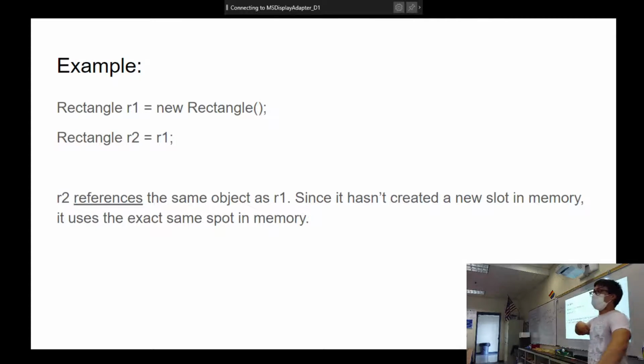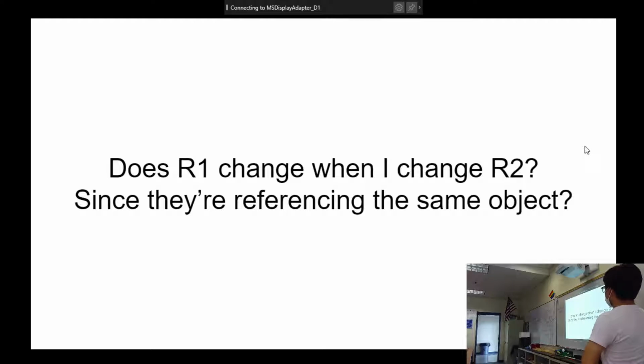Now we create R2 and assign it to R1. And then this R2 here is a reference. It is a reference to R1. Does that make sense? That Java uses references? Now, my question to you guys is, does R1 change when R2 changes?